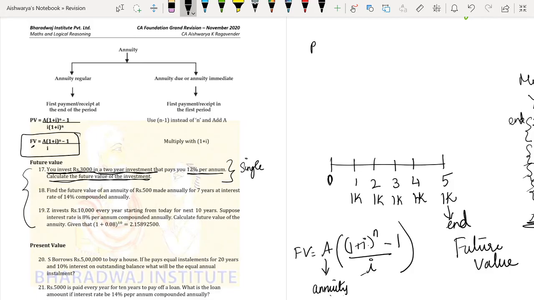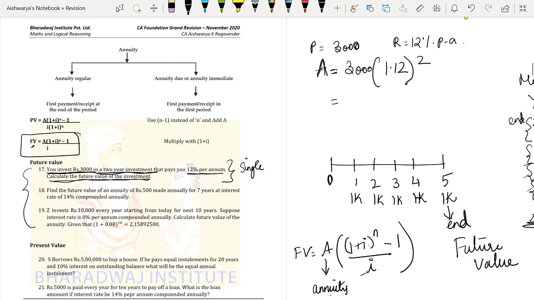So single investment, you're investing a principal of 3,000. The rate of interest is 12% per annum. What is the future value? Future value in this case is nothing but the amount. P into (1 plus R by 100) to the power N. N is 2 years. So all you have to do is just multiply like this and calculate. I've just used the compound interest formula, the CI formula here.